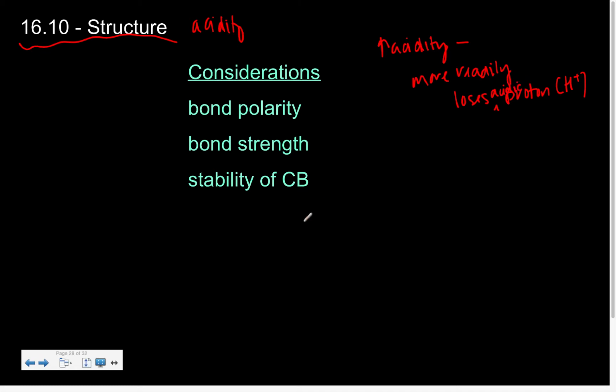And that's going to boil down to three basic considerations. One, bond polarity of the acidic proton. Two, the bond strength, again of the acidic proton. Or three, the stability of the conjugate base after the loss of my proton.